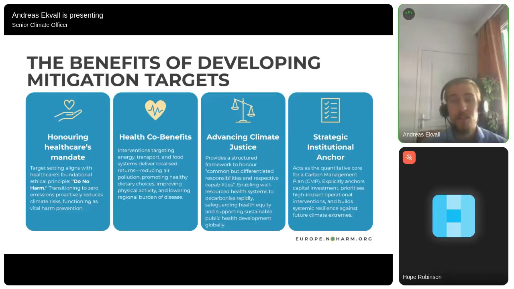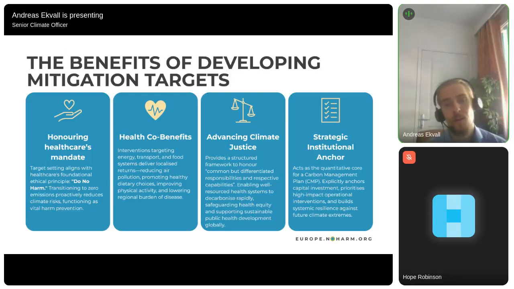However, mitigation targets are not just about reducing emissions. They offer extensive benefits. So let's have a look at a few of them. First, it's about honoring healthcare's mandate by setting targets that align with healthcare's ethical principle, do no harm, and by transitioning to zero emissions, we proactively reduce climate risks. It fundamentally acts as a vital form of harm prevention.